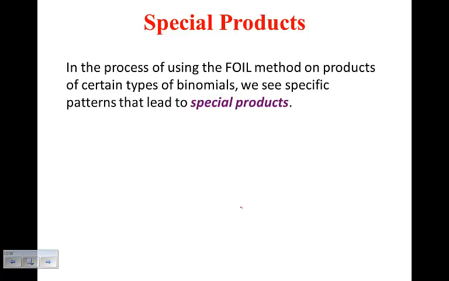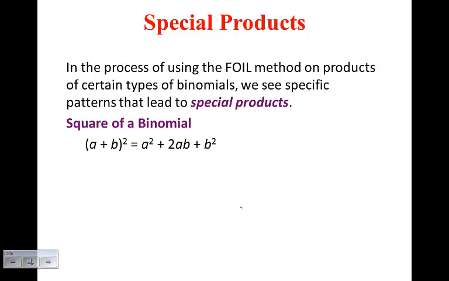Now, special products. In this process of using the FOIL method on products of certain types of binomials, we see specific patterns that lead to special products. We see the square of a binomial when something has the addition sign in here. Notice, addition. We have a plus b squared. That's always going to be a squared plus 2ab plus b squared, no matter what is in those parentheses.